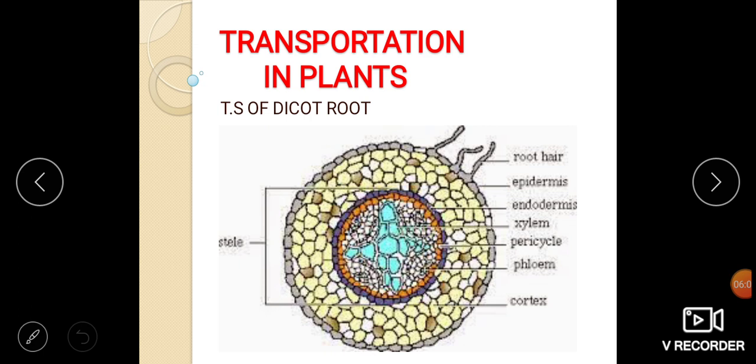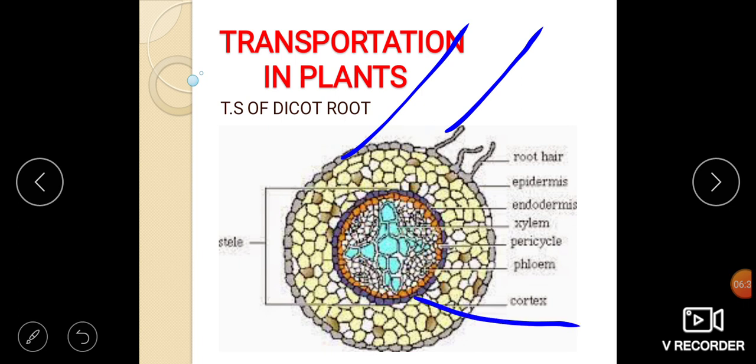Now, to understand this ascent of sap, we should know the anatomy of the root. When we cut a section of a root, we find this type of structure. Here, these are the root hairs. And here, a single layer of cells is the protective layer, known as the epidermis. And here in the middle, this bluish one is the endodermis. The region between the epidermis and the endodermis is known as the cortex.